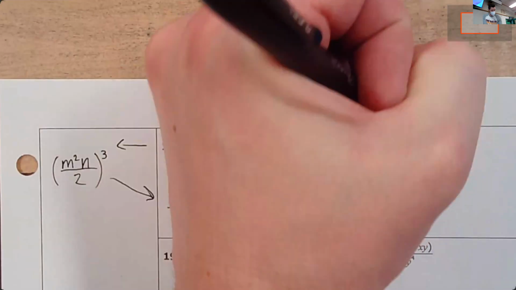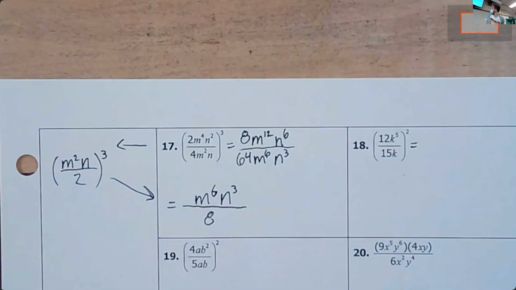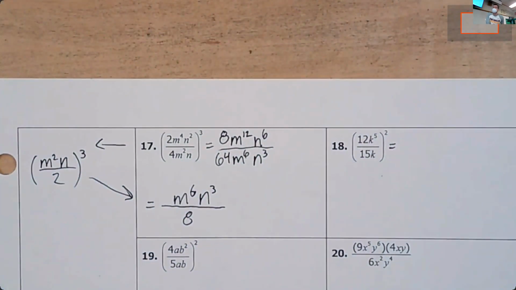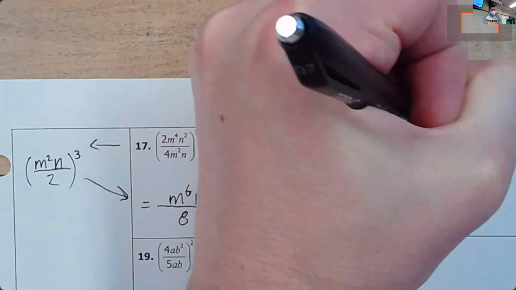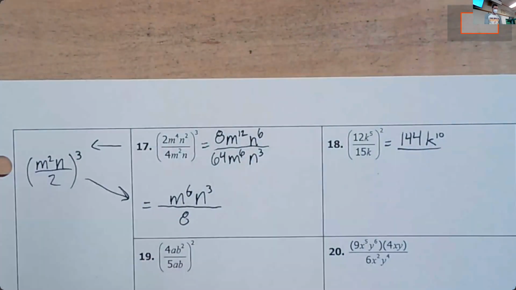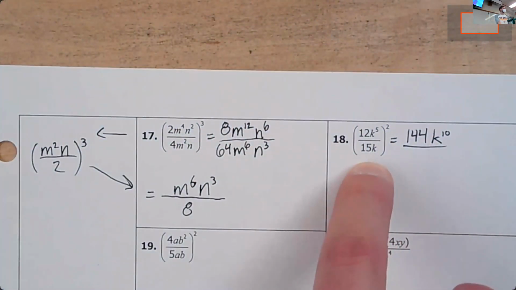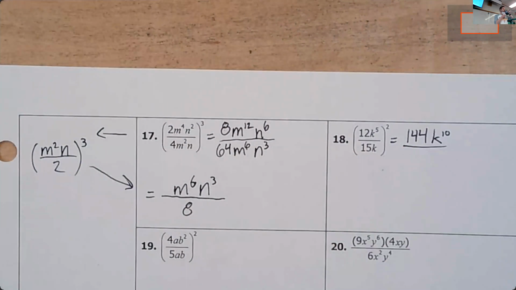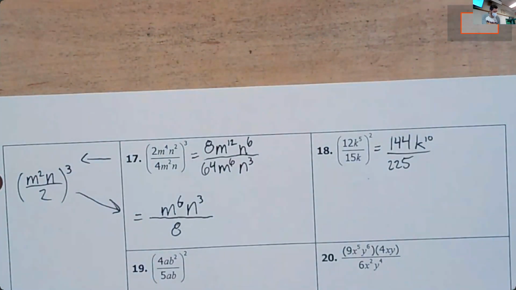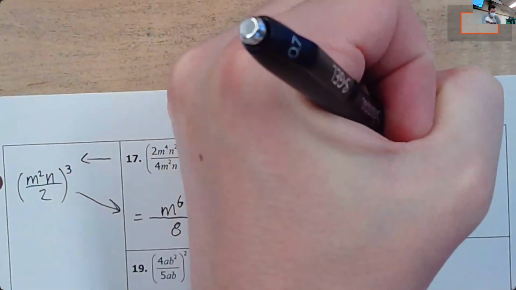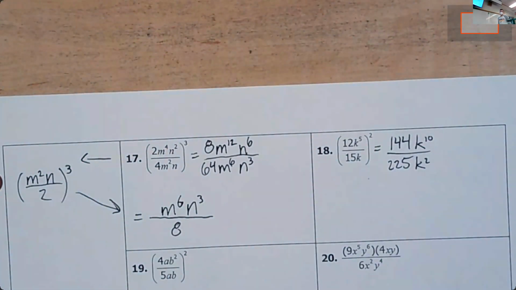So on number 18, if we apply our exponent first, we're going to get 12 to the second power, which is 12 times 12, which is 144. And then k to the fifth to the second, multiply the exponents to be k to the 10th, over 15 times 15. What does that equal? 225. And then k to the second power.